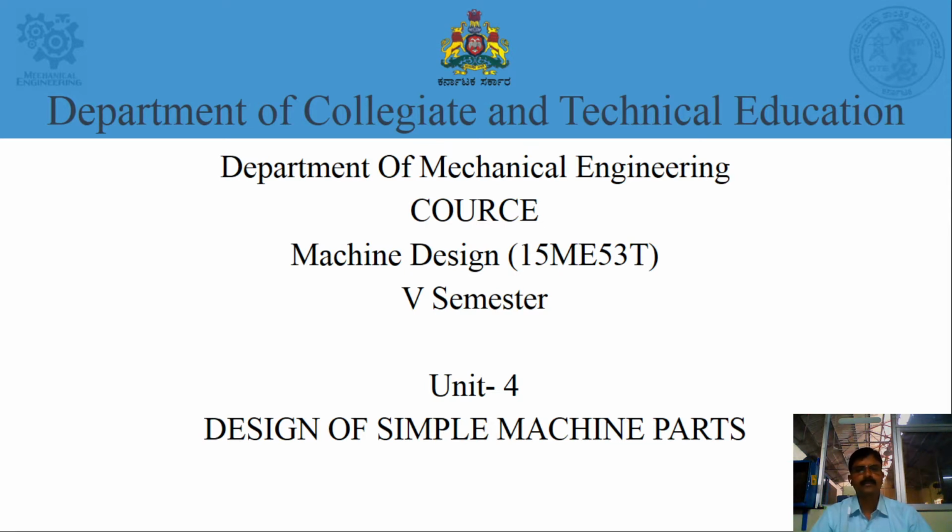Now we are going to learn Unit 4, Design of Simple Machine Parts. In this course objective, we are going to learn the different types of machine parts and design of simple machine parts such as coupling, knuckle joint and cotter joint. In this session we are going to learn the simple machine part, that is the coupling.